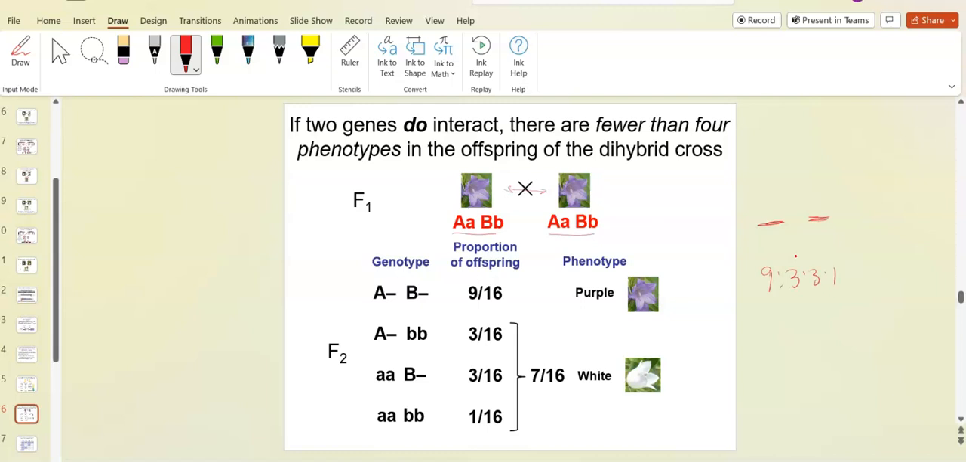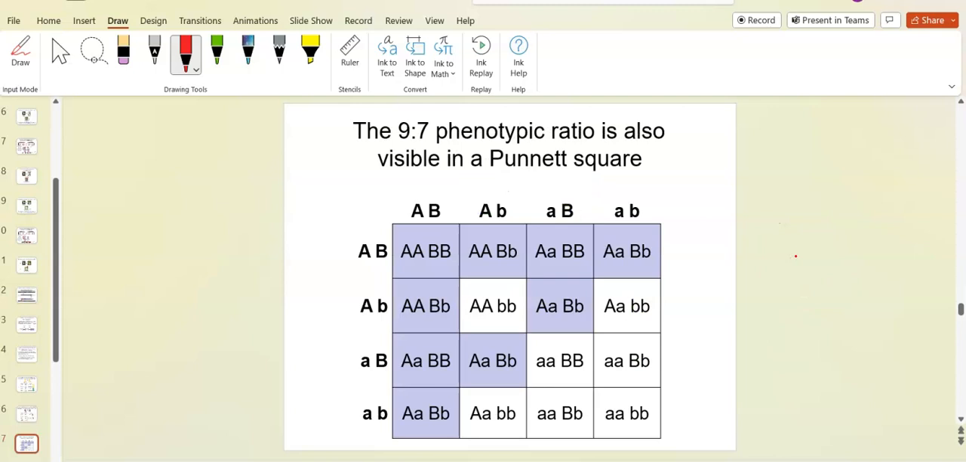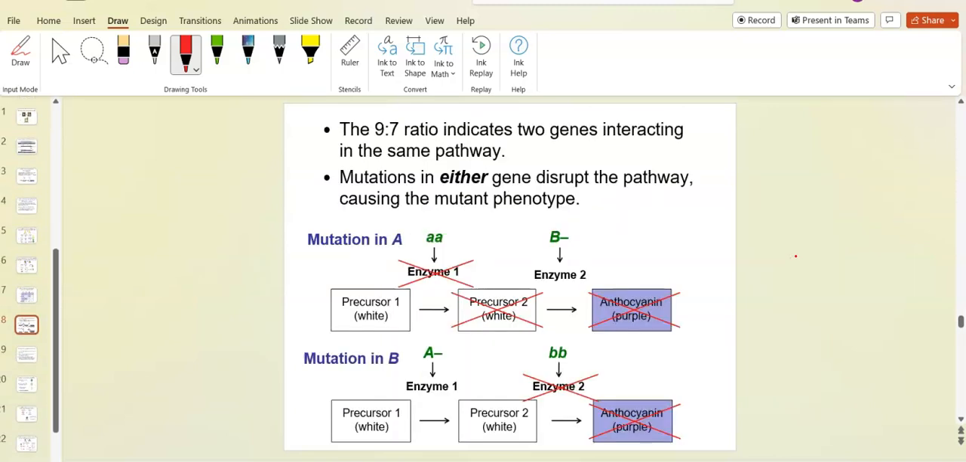And again, this is review. These usually end up together, so we get a 9 to 7 ratio. Or like the example we use for Labrador retrievers, these two get together, so we get a 9 to 3 to 4 ratio. But regardless, these are combining with one another to produce these ratios. And this is just a Punnett square to show that, so I'm just going to graze over that.